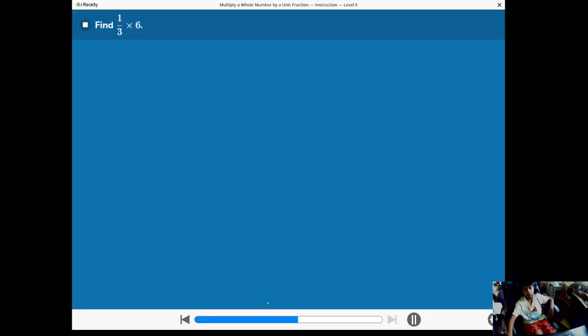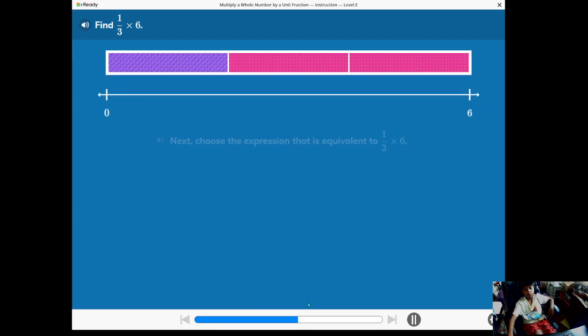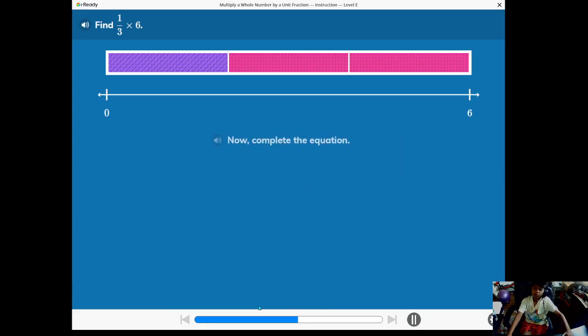Find 1/3 times 6. First, build a model to show 1/3 times 6. Next, choose the expression that is equivalent to 1/3 times 6. Now, complete the equation. Let's show the answer on the model.